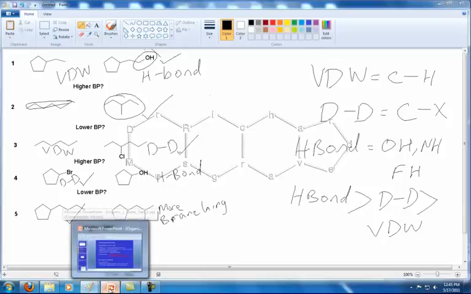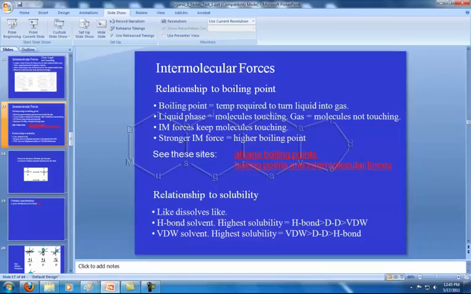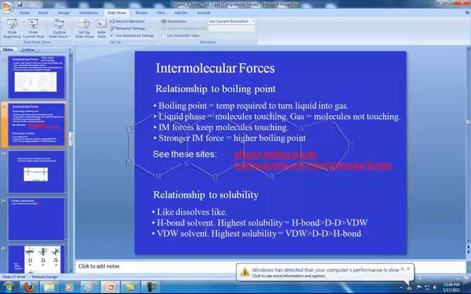Now, there's also a relationship between intermolecular forces and solubility. We all know about solubility when we talk about like dissolves like. We talk about polar dissolving polar, non-polar dissolving non-polar. This could be taken back, though, also to intermolecular forces, because those are related to polarity as well. And what we know is that if we've got a hydrogen bonding solvent, something like water for example, which is all OHs, then the thing that's going to be most soluble in that will be something that has hydrogen bonding forces. If we've got a van der Waals solvent, something like a hydrocarbon, things that will have the highest solubility in those will be van der Waals type solvents.